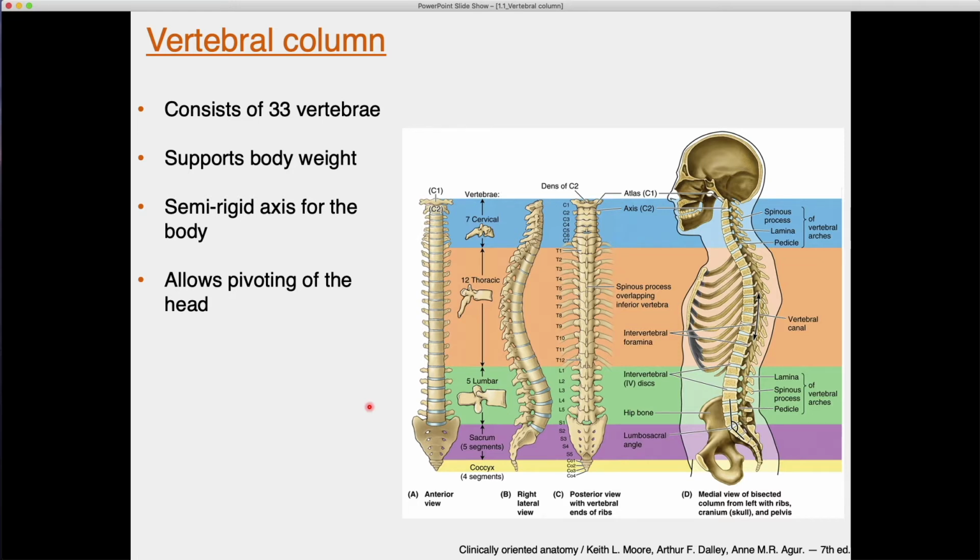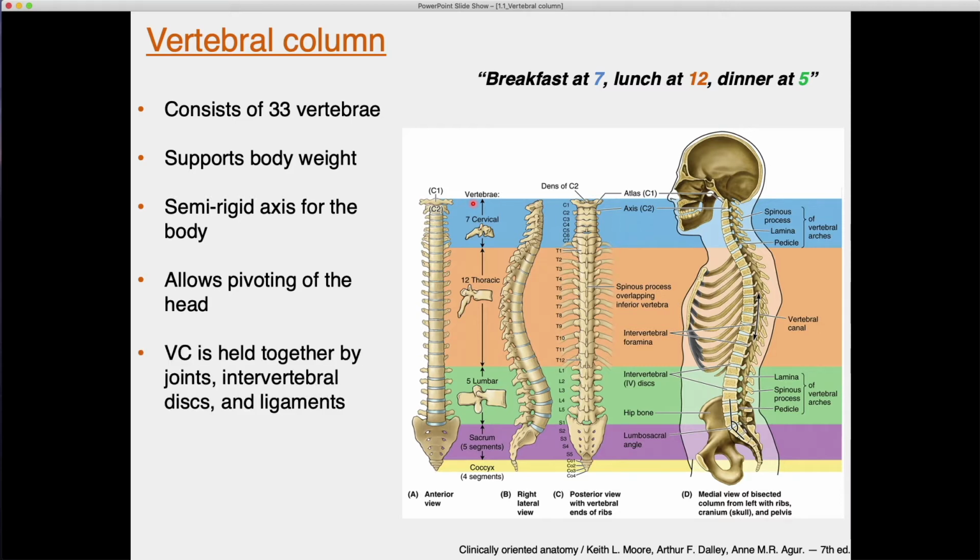So to remember the numbers of vertebrae in each region, I'd like to give you a trick that I use, which is we have breakfast at 7, lunch at 12, dinner at 5. So that can help you remember that we have 7 cervical vertebrae, 12 thoracic, 5 lumbar. Now, I mentioned that the vertebral column is held together by joints, intervertebral discs, and ligaments, and also provides attachment sites for the supporting muscles that we have. And it's those structures that allow us to move the spine and have those great degrees of flexibility and mobility.